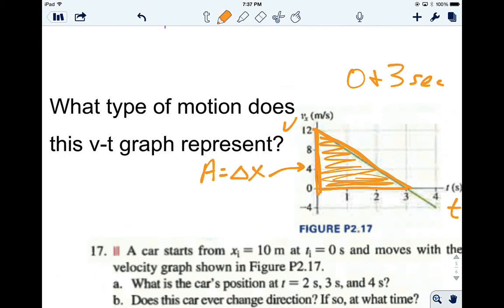So the area of my triangle, in this case, was 1/2 times my base of 3 seconds times my height of what looks like 12 meters per second. If we do the calculations, we'll see that the area, which is equal to your displacement, is 18 meters. So 1/2 times 12 is 6, and 6 times 3 is 18. Anytime we find the area of a VT graph, that's your displacement.